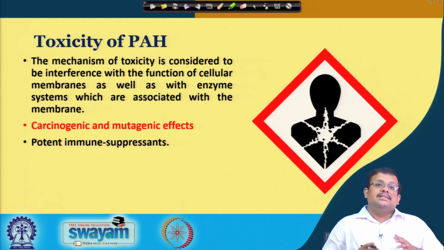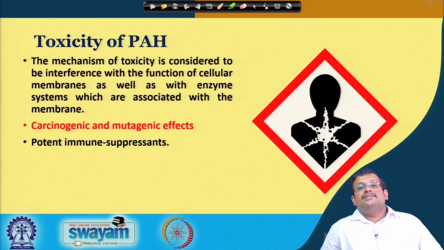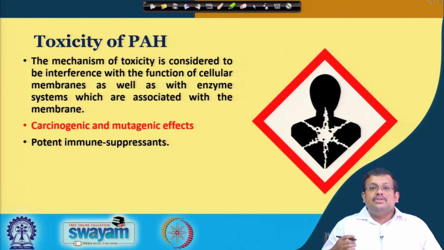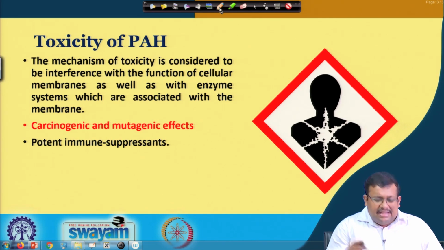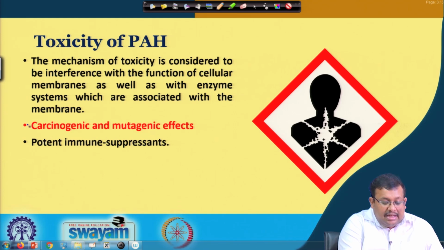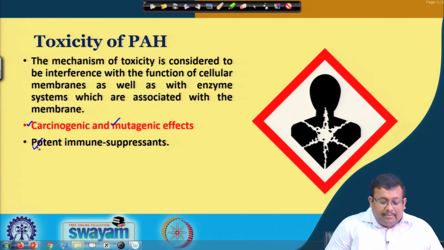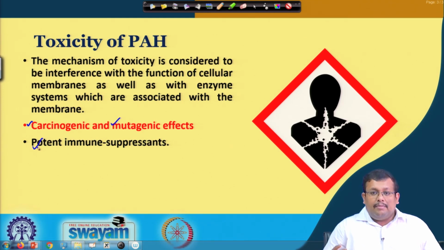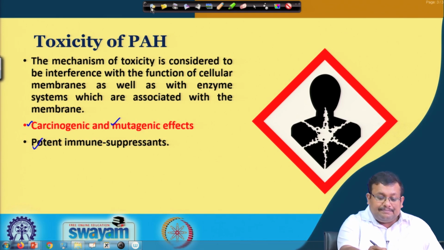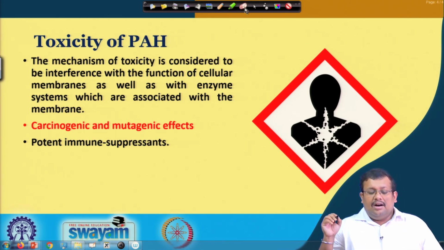The mechanism of toxicity is considered to be interference with the function of the cellular membrane as well as with enzyme systems which are associated with the membrane. So, it disrupts the function of the cellular membranes as well as the enzymatic activity associated with them. Remember that PAH is a group of compounds. These PAH compounds are both carcinogenic and can produce mutagenic effects, and they are also potent immunosuppressants. These are the major ill effects of PAH as far as human health hazards are concerned. That is why they are considered an important environmental pollutant.